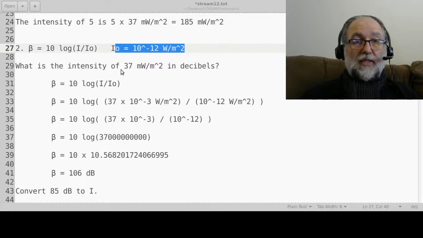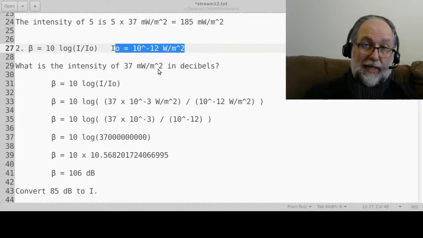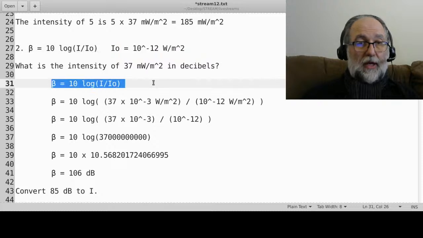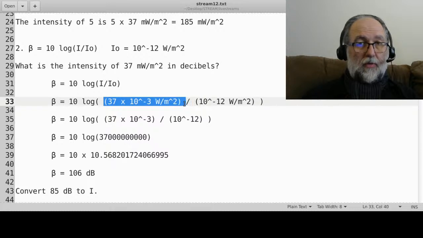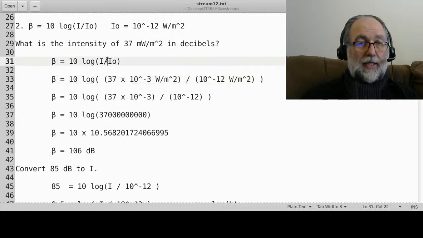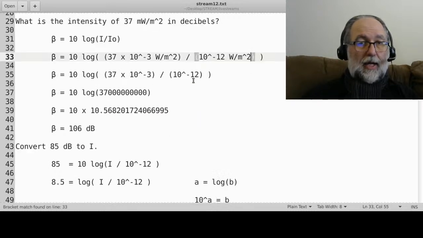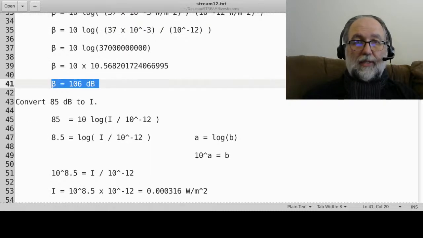Okay, all right, so what's the intensity of 37 milliwatts per meter squared in decibels? If you use this formula here, you can convert. The 37 milliwatts per meter squared, that's your I. There it is there. The I naught, that's this. The milli is the 10 to the minus 3. And then just working this through, you get that beta is 106 decibels.